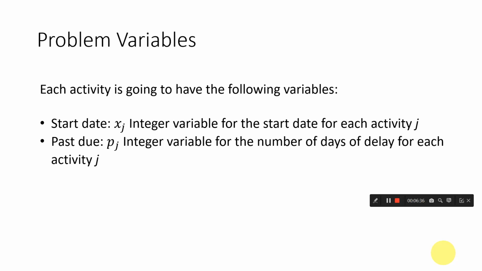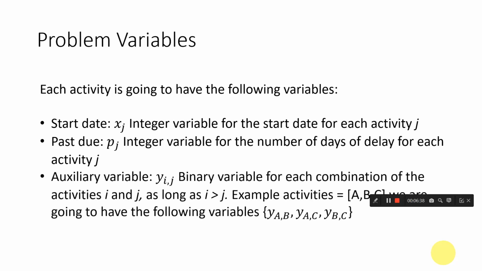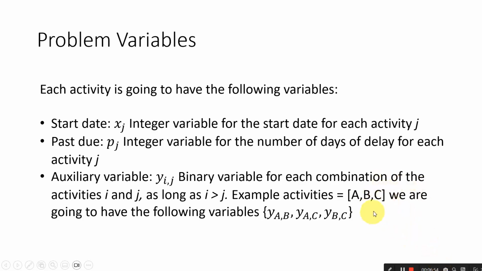And finally, we're also going to have some binary variables, and we're going to have one binary variable per combination that we can produce from the list of hotels or activities or jobs in our problem. As an example, let's imagine that we have A, B, and C. Well, how many different combinations can I make with these 3 indexes? Well, only 3. We can produce A and B, A and C, and B and C. So we're going to have one binary variable per combination.